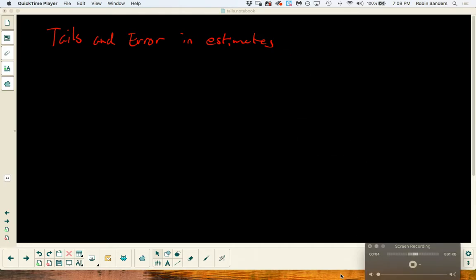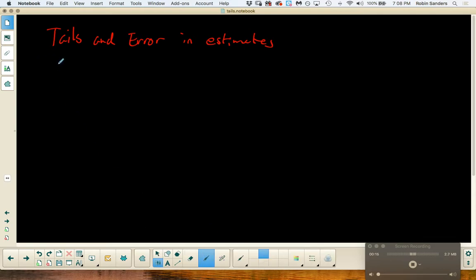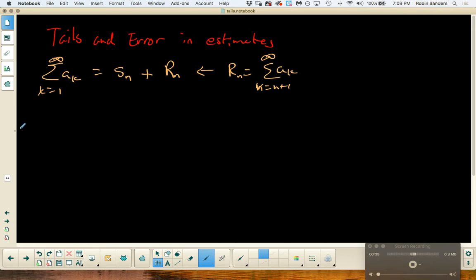In this video, we're going to continue looking at the idea of tails and error in estimates. Just to set the notation, remember that if we've got an infinite series, we can write that infinite series as the nth partial sum plus the tail. The tail here is just the infinite series as k goes from n plus 1 out to infinity of the a_k's.